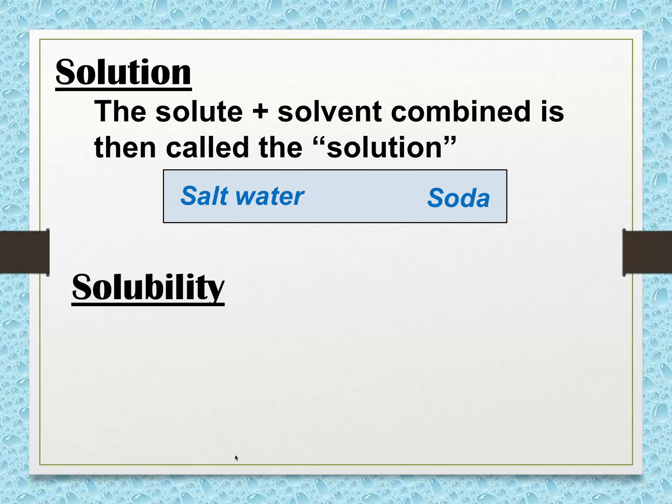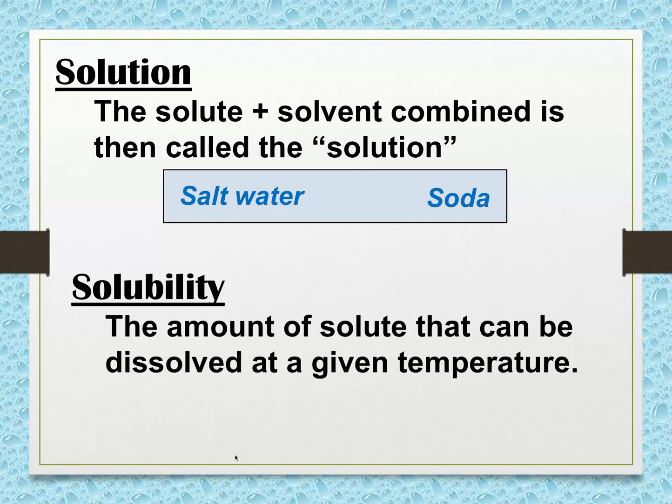Then this brings us to solubility. Now, some things are more soluble than others when you make a solution. Ultimately, solubility is the amount of solute that can be dissolved at any given temperature. Solubility also does depend on the amount of solvent that you have.